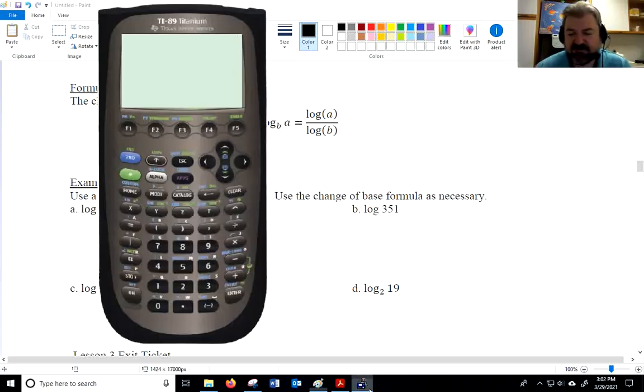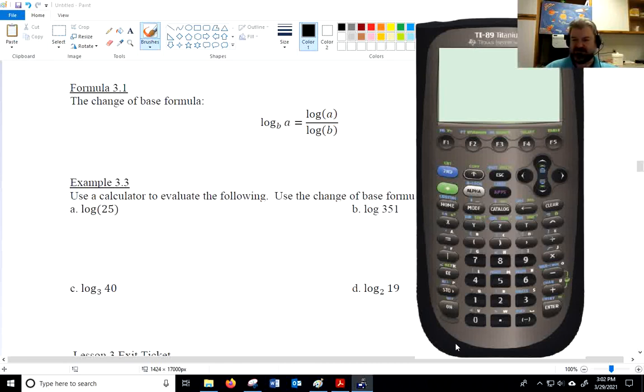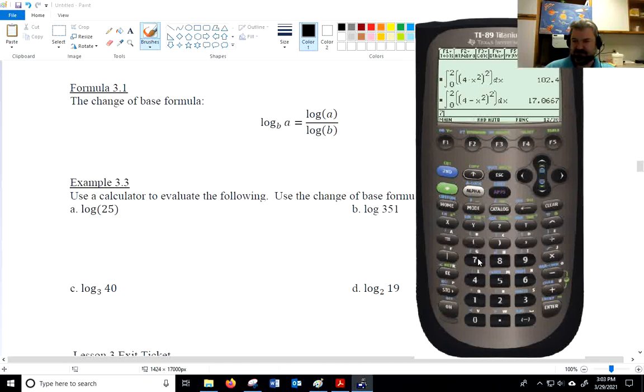So I've got a TI-89. You could use Desmos or any calculator that you want, but I'm going to use a TI-89 today. And as you can see, they have what's called the natural log, but the regular log is on this calculator, I believe, Diamond 7. If I can get it to show up.